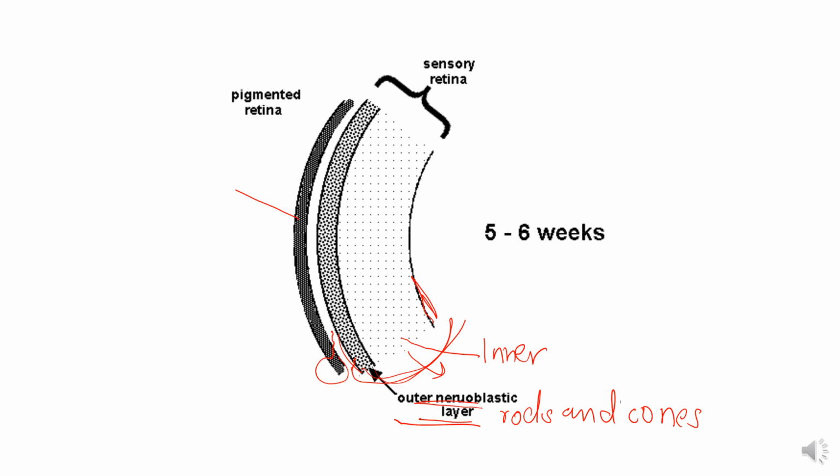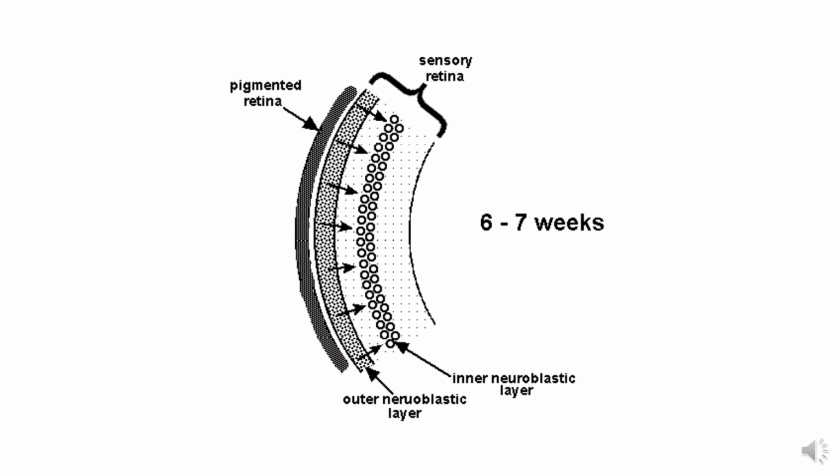You can see this is the outer neuroblastic layer and this is the inner neuroblastic layer. The inner layer will appear after the 6 weeks, and it will give rise to the bipolar cells, the ganglion cells, and the association neurons and supporting cells of the retina. The axons of the ganglion cells emerge onto the inner surface of the retina and converge towards the optic stalk.